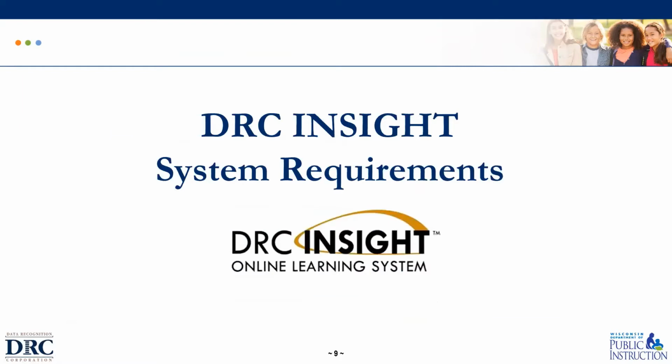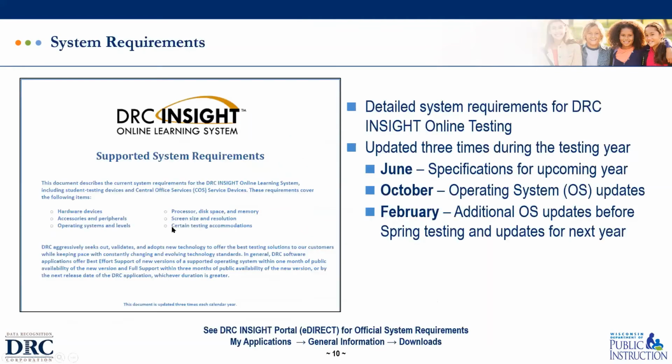I want to spend a couple of minutes talking about the system requirements for the 2020 testing year. Every year we release the system requirements three times. The main one is at the end of June, when we release the software. Those are the specifications you can really count on for the rest of the year for testing devices and COS service devices.